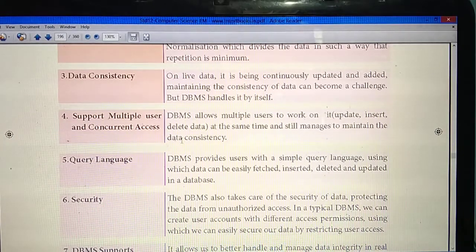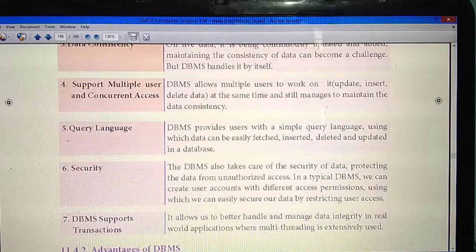You can add the details and also update the details, but consistency remains the same. What do you mean by consistency? For example, you are entering the marks of a student. The name won't get changed, the roll number won't get changed. Only the marks are different for each examination, but the name and roll number will be the same. That is called data consistency. It will maintain consistency. Understand, that is the third characteristic.